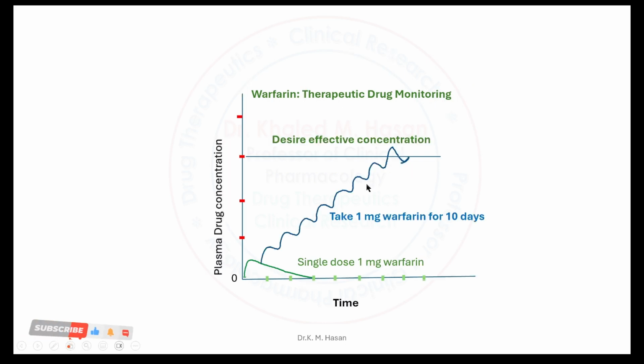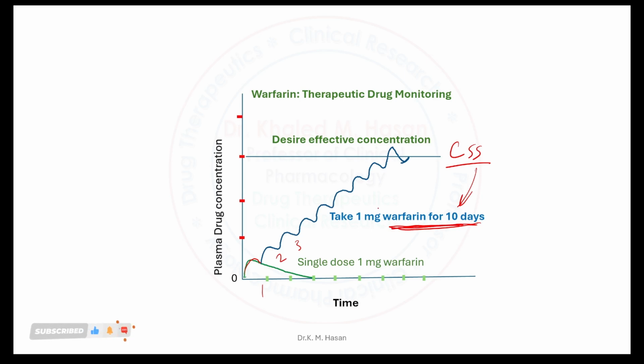What happens if you prescribe frequent doses? We prescribe the first dose, second dose, third dose, and so on. They say that after roughly 10 days of treatment with warfarin, warfarin will arrive at the steady state. So this is important: we need 10 days to arrive at the steady state concentration with warfarin.